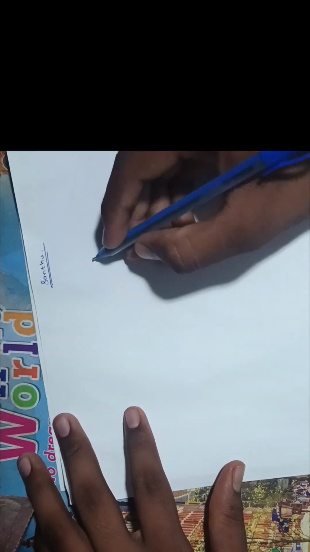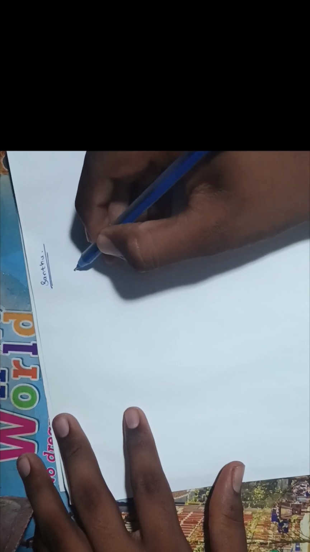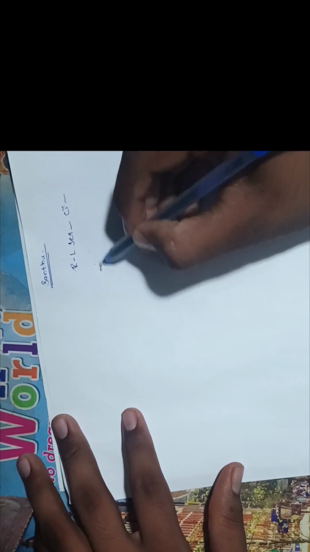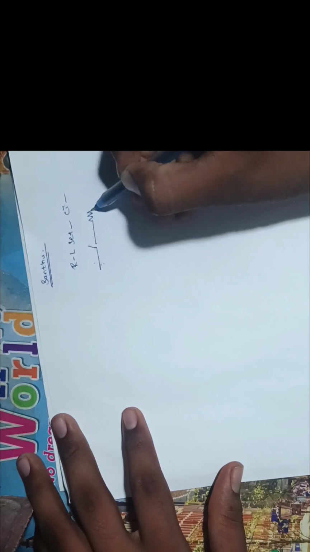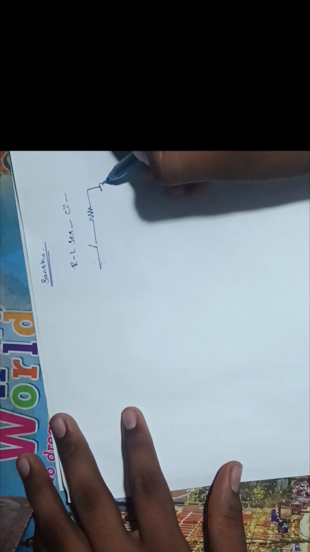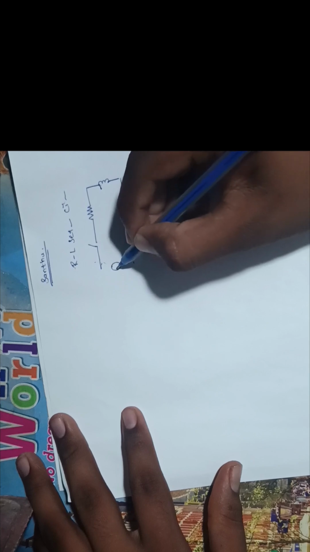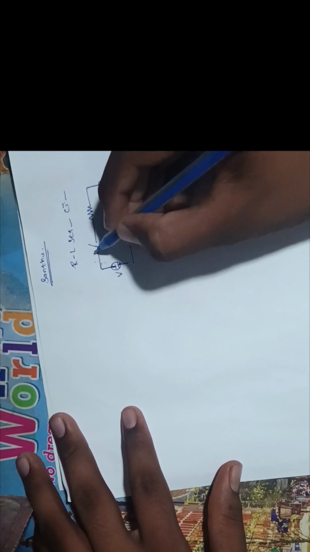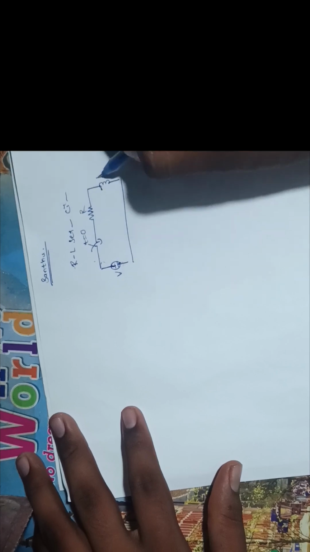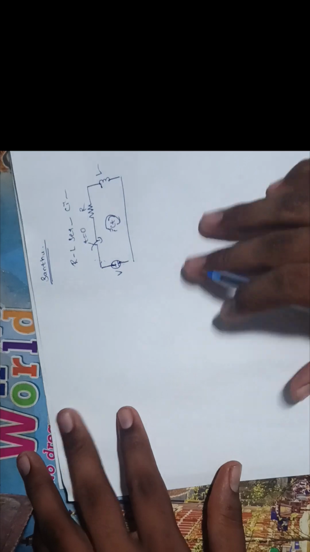Today we will discuss the transient response of the RL series circuit. The circuit has a resistance, an inductance, a DC voltage, and a switch at t equal to 0. This is the resistance, this is the inductance, and i of t is the transient response of the series RL circuit.